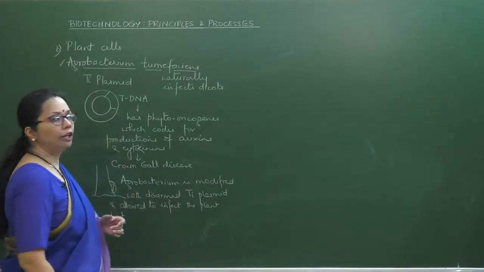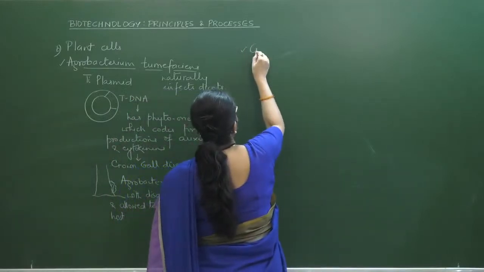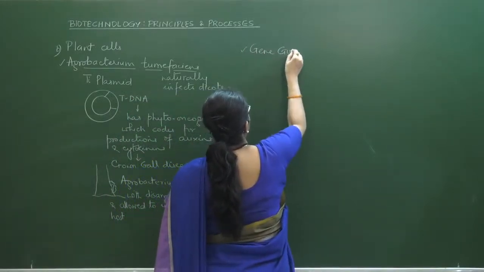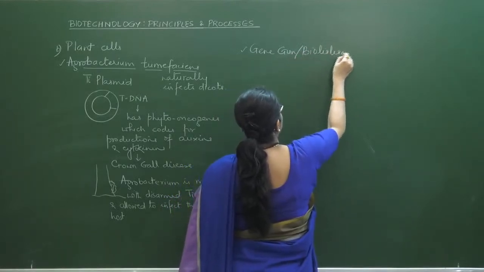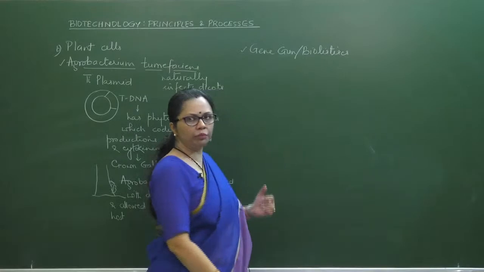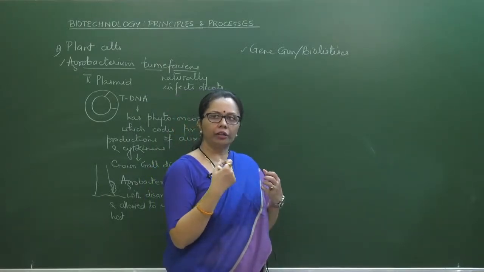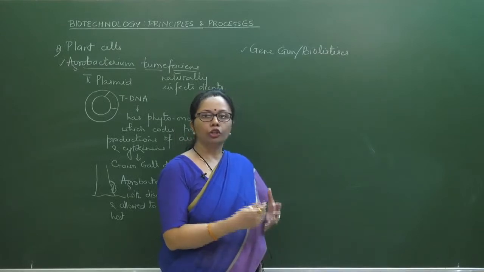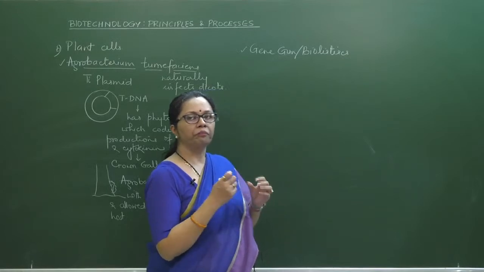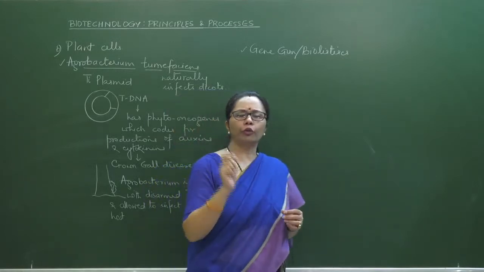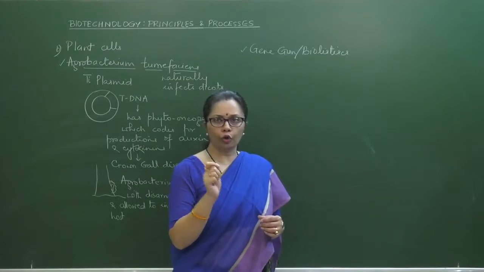Apart from this, we can use the gene gun. So next is the gene gun, which is also called biolistics. So here simply what is being done is the gene of interest is directly shot into the plant cells. This gene gun is an apparatus in which minute micro pellets are taken, which are made up of tungsten or gold.